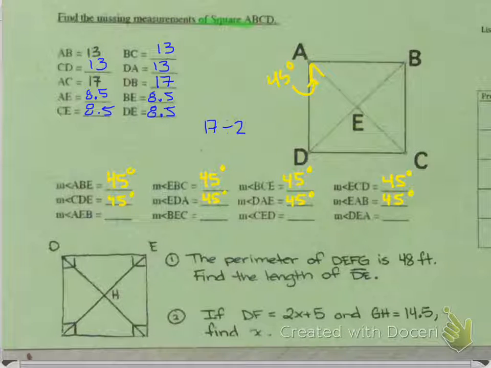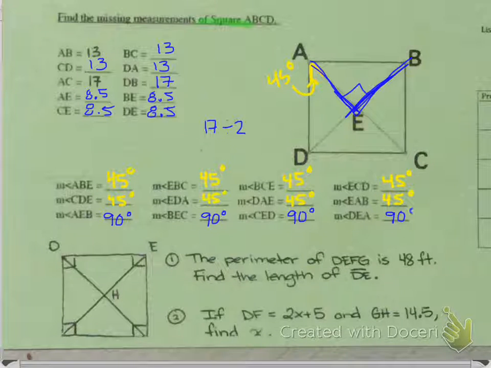AEB. Now, let's look at where AEB is. That's right here. That's a 90-degree angle. BEC, also 90. CED, that one's 90, and DEA, also 90.